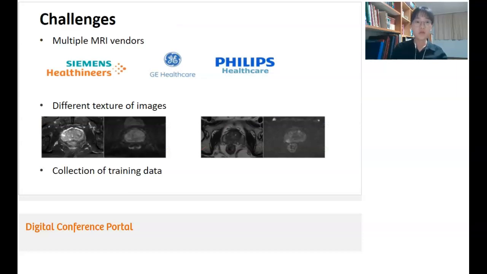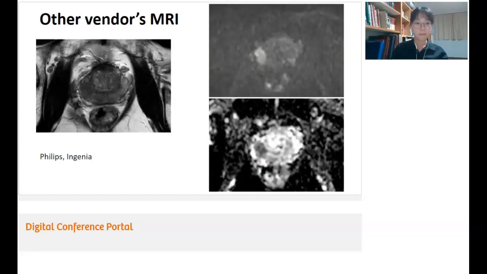An important challenge of prostate AI is multiple MRI vendors. MRI images from different vendors' machines have a different texture, and it may affect the diagnostic performance of AI. So collecting data from many institutions is important. However, AI prostate could detect prostate cancer accurately in other vendors' MRI images.